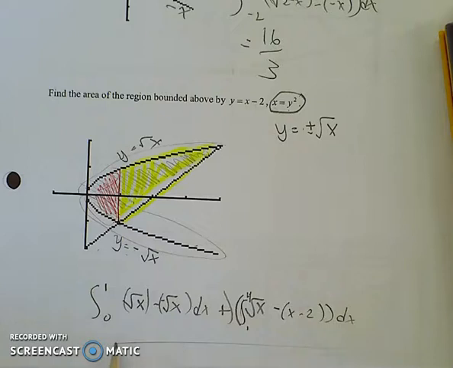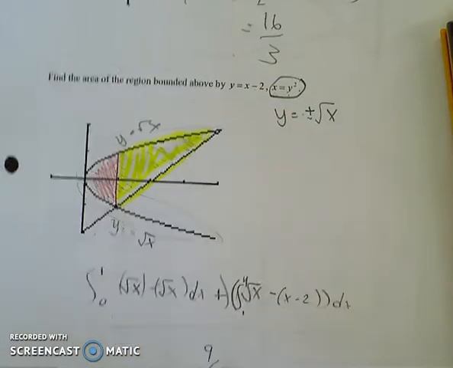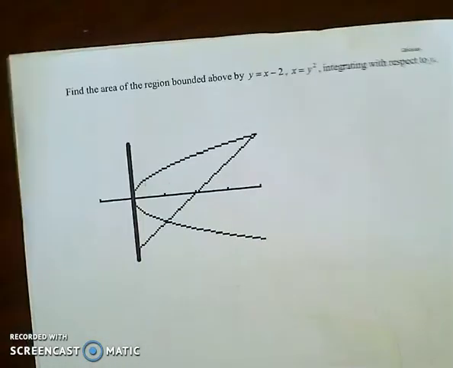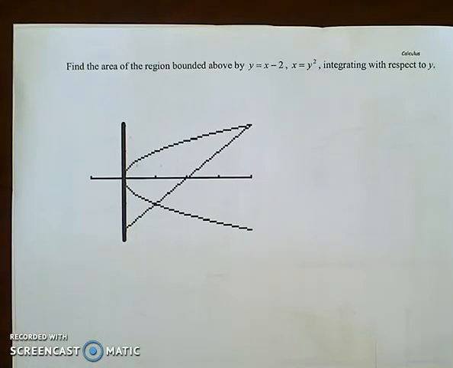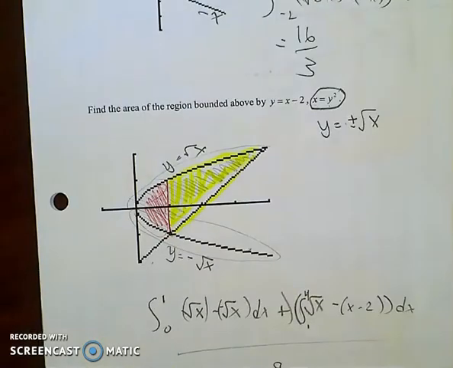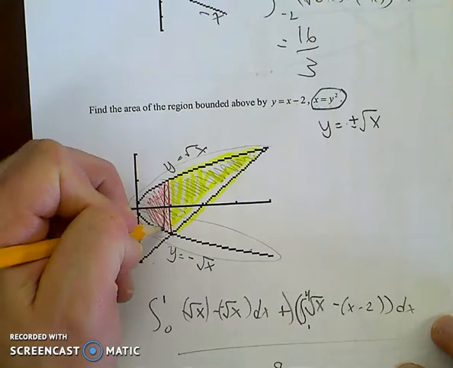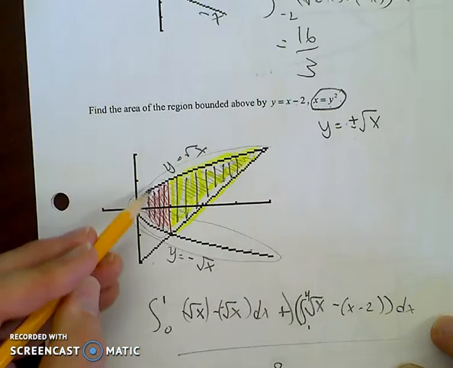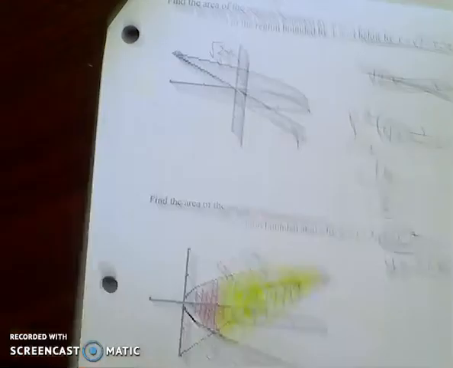That's how we would split it up. And you can use your calculator and get an answer. The answer should be 9/2 if you did it out. Let me show you a little bit of an easier way to do that. That's why I'm giving you the same problem on the back. What we did here was use vertical lines to find the area. We found the area of the top minus the bottom.